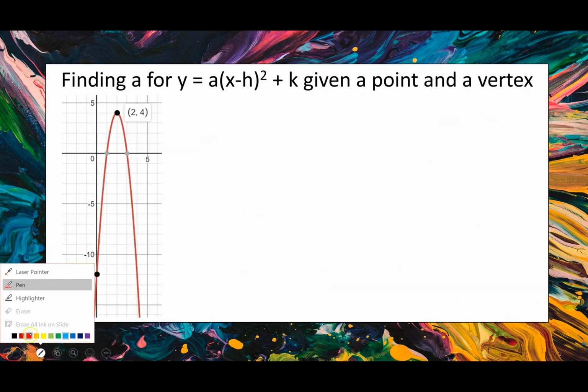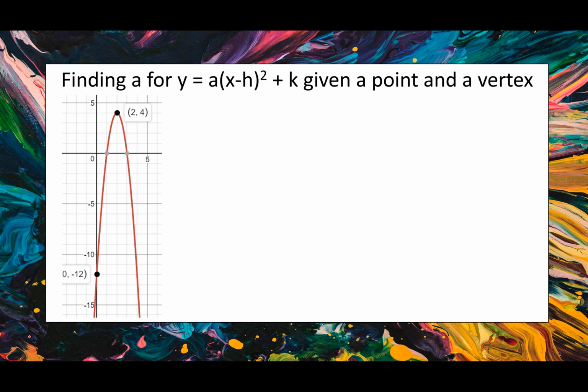If you want, you're welcome to pause this video, try this one on your own, and see if you get what I get. All right, first step. y equals a, I'm going to put my h and my k in, so that's going to be (x minus 2) squared plus 4. Next step is putting in my x is 0 and my y is minus 12.